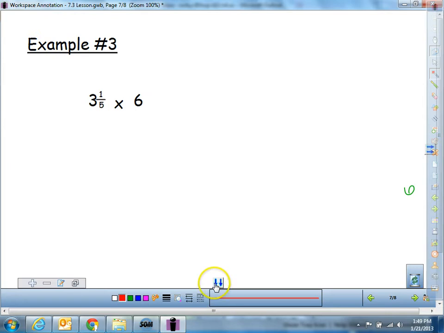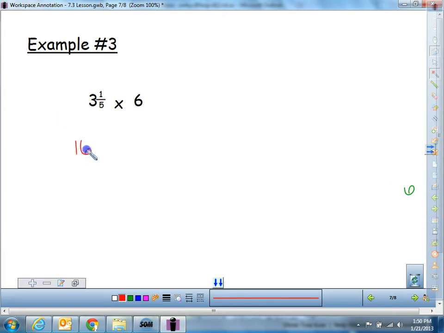Let's do one more together, and then the last one you're going to do on your own. Woo! This one, I'm throwing it all at you. I've got a mixed number and a whole number. Remember, ultimately, I want to be able to do top times top equals top, bottom times bottom equals bottom. Right now, I don't have that going on. So this, I'm going to have to change to an improper fraction, so go ahead and do that.